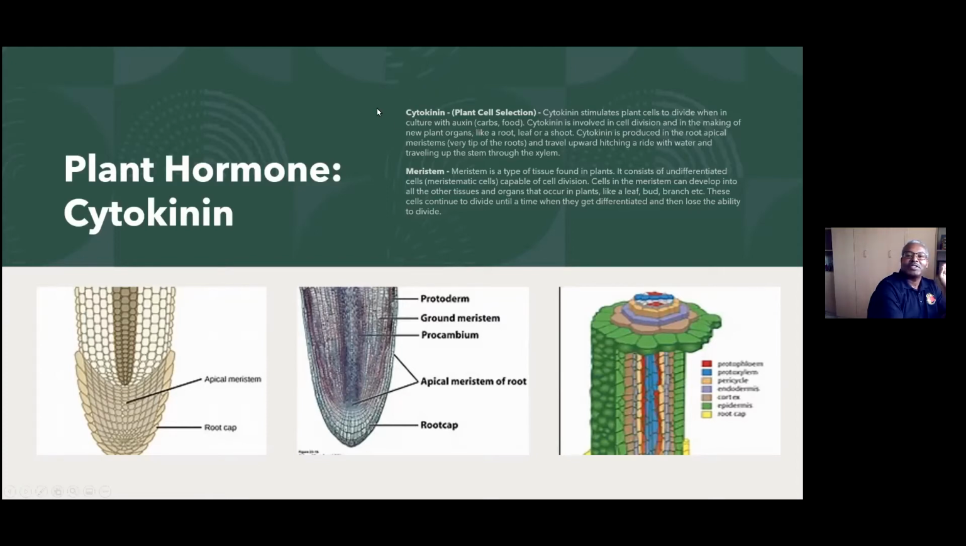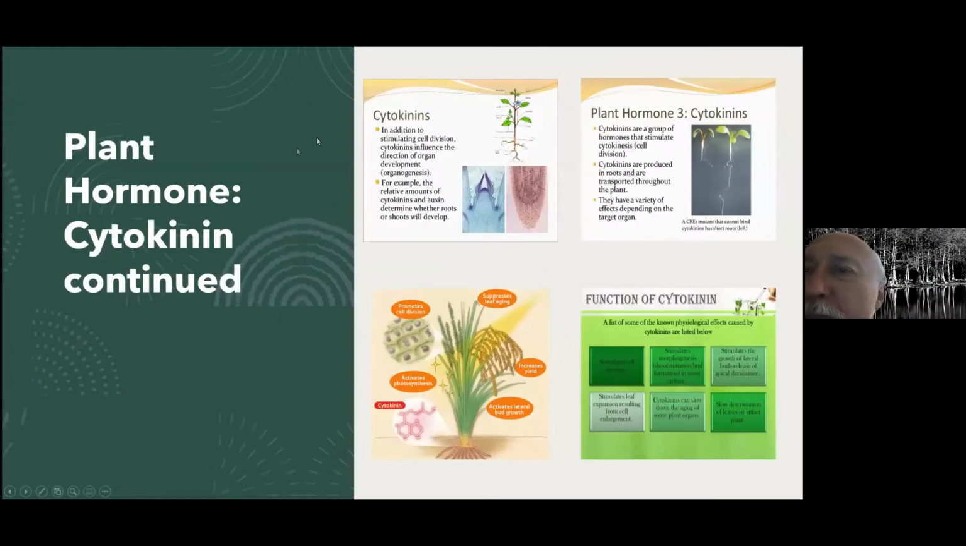Does everyone understand that? Yes. You have the meristem, which is undifferentiated. It doesn't know what to be. And the cytokinin, which says, you are now going to be a leaf. Got it.